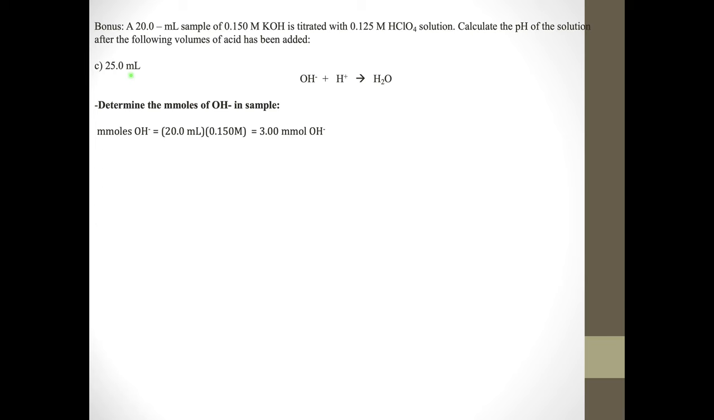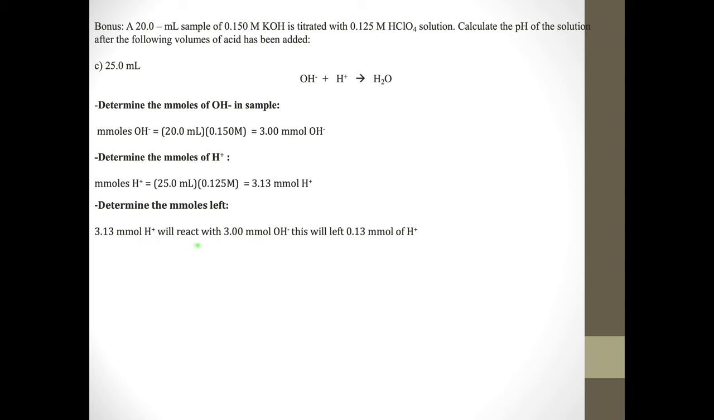In letter C, we add 25 mils of the perchloric acid. So now we need to calculate how many millimoles we have of hydronium ion in solution. It's going to be 25 times this concentration, and we have 3.13 millimoles of hydronium ion. Here we can see that we have more than the hydroxide. So that means that we consume at this point all of the hydroxide ions in solution. So 3.13 millimoles react with 3 millimoles of hydroxide ion, and we're going to have left 0.13 millimoles of the hydronium ion.